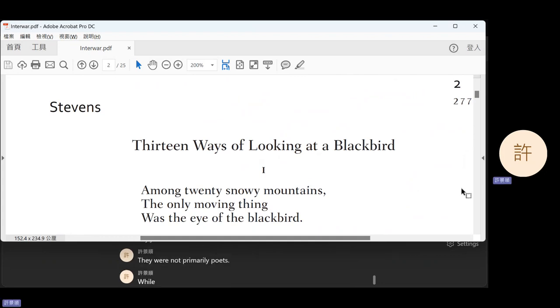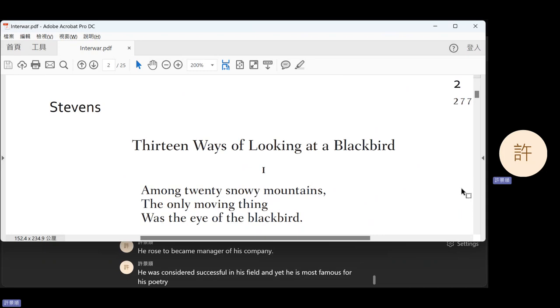Wallace Stevens was an insurance salesman. His day job was doing insurance, one of the most boring jobs you can have. And yet, he was pretty good at it. He rose to become manager of his company. He was considered successful in his field. And yet, he is most famous for his poetry, which he wrote in his private time at night.